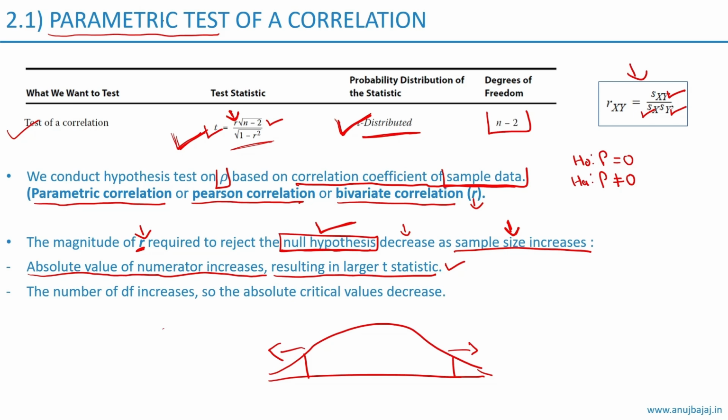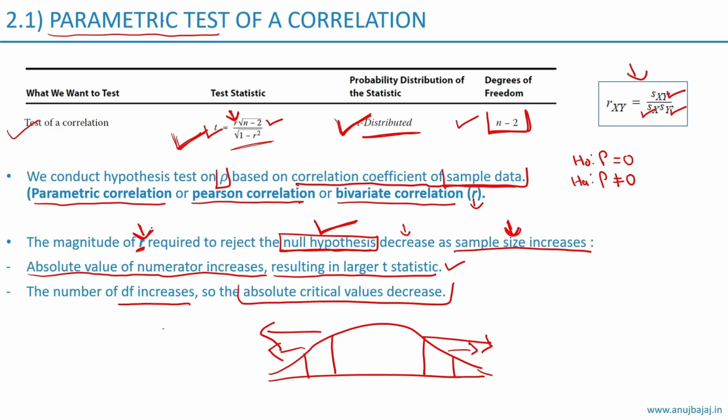The second reason is, as the sample size increases, the degrees of freedom increase, so the absolute critical values decrease. The degrees of freedom is n minus 2, so as the sample size increases, so does the degrees of freedom. When that happens, the critical values decrease. So with a higher sample size, the critical value now comes closer. That is, the rejection region is now larger. So there is a higher possibility of rejecting the null hypothesis when the sample size increases, even if the sample correlation is low.